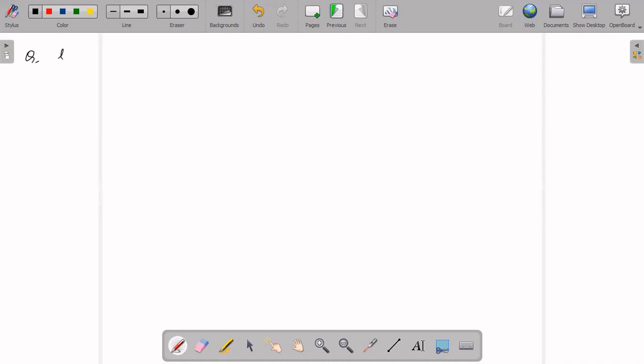Next question. Given M is equal to 5 minus 3 minus 2 4.